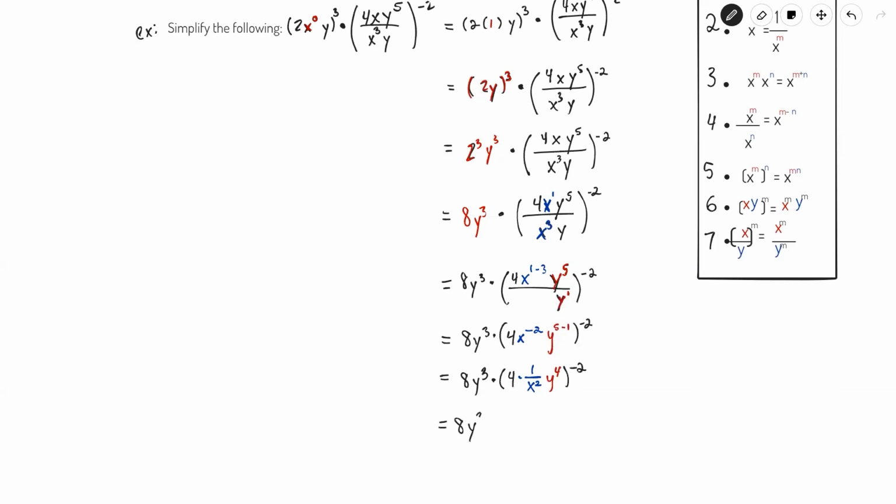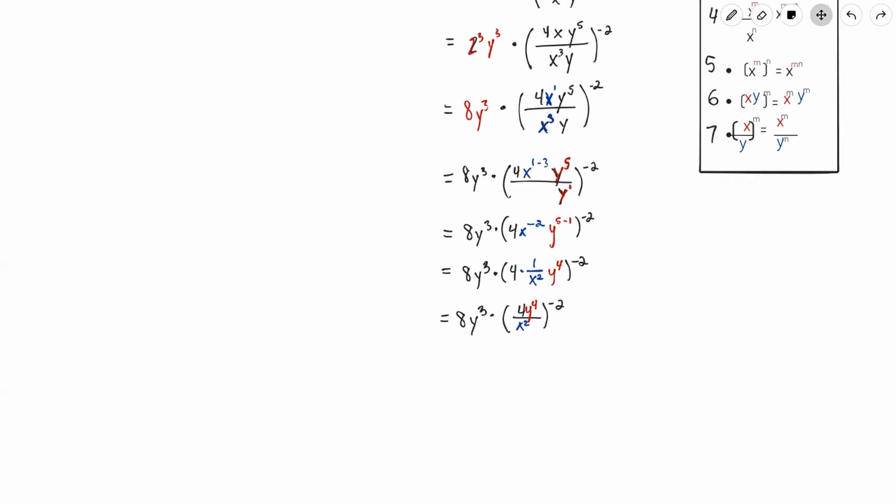I have my 8y cubed times I can write this as a fraction, with 4 in the numerator times 1 over, we also have a y to the 4th, that should be up there, but the only thing that's in the denominator is the x squared. Everything else wasn't dividing, and so it's in the numerator. All of that to the negative 2 power, and now I'm going to address that negative 2 there. I don't like negative powers.